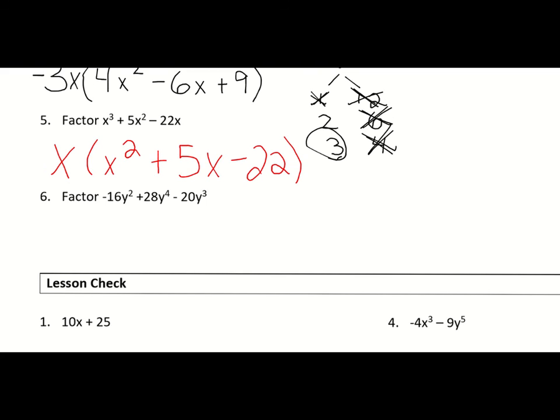If you factor number 6 correctly, you would have factored out negative 4y squared, and that would have left you with 4 minus 7y squared plus 5y.